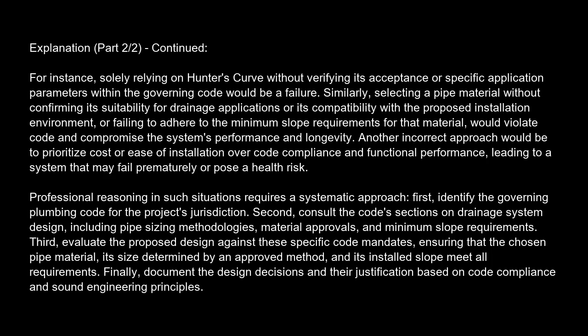Professional reasoning in such situations requires a systematic approach. First, identify the governing plumbing code for the project's jurisdiction. Second, consult the code sections on drainage system design, including pipe sizing methodologies, material approvals, and minimum slope requirements. Third, evaluate the proposed design against these specific code mandates, ensuring that the chosen pipe material, its size determined by an approved method, and its installed slope meet all requirements. Finally, document the design decisions and their justification based on code compliance and sound engineering principles.